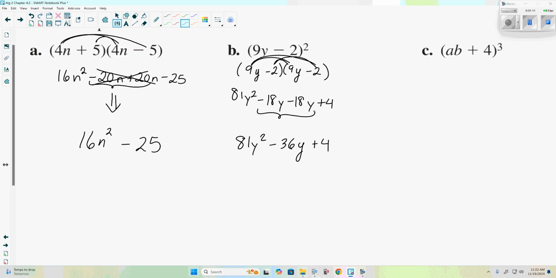And we could do a similar thing for (a plus b) to the third and expanding it out quickly and shortly. But again, actually just multiplying them out will get us there. It just takes a little bit longer. Questions on this here?